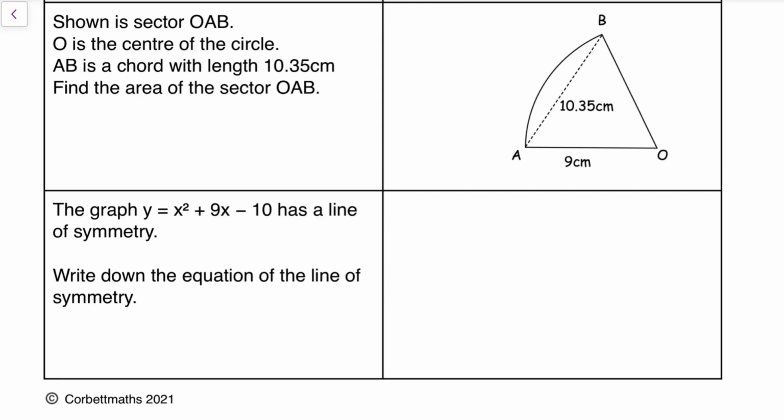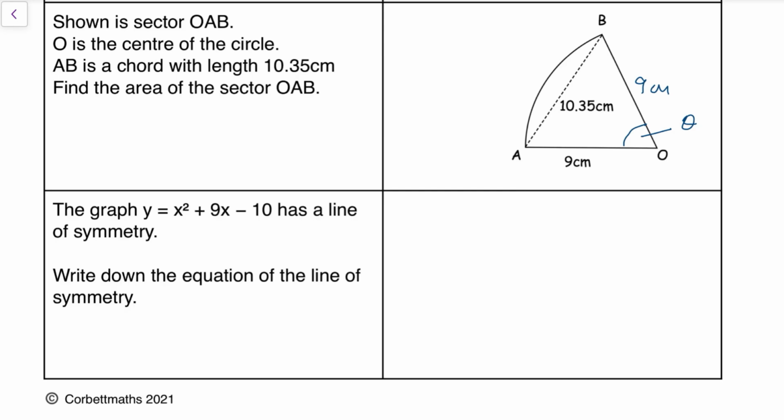Shown is a sector OAB. There's a sector, O is a centre, AB is a chord. Find the area of the sector. Now, in order to find out the area, I'm going to need the angle. And what I can do is I can use cosine rule, can't I? Because I've got a triangle here. I know that's 9 because it's a radius as well.